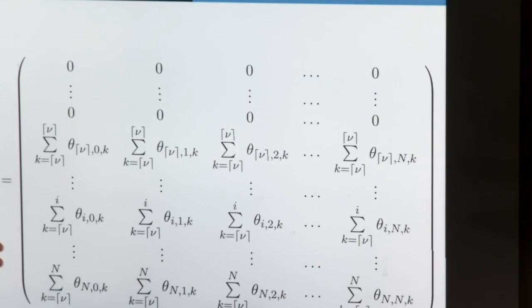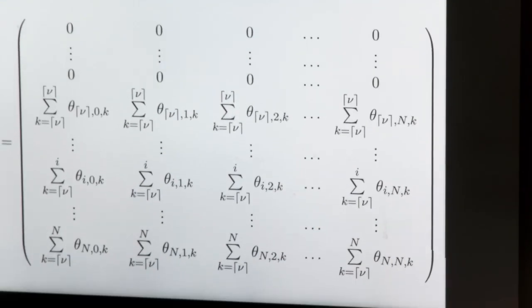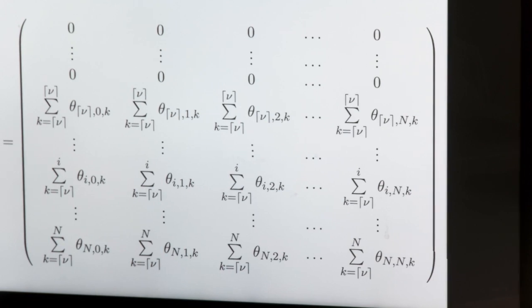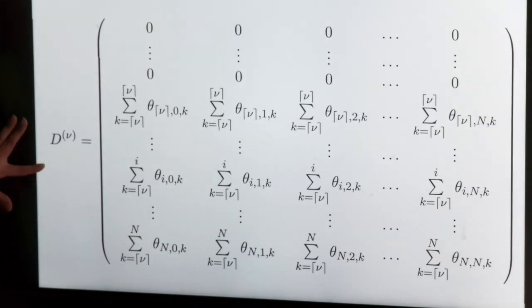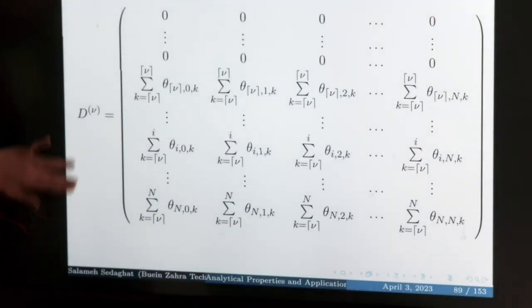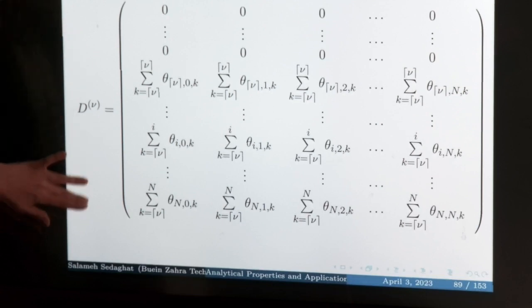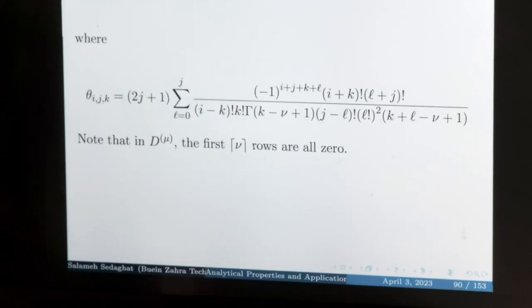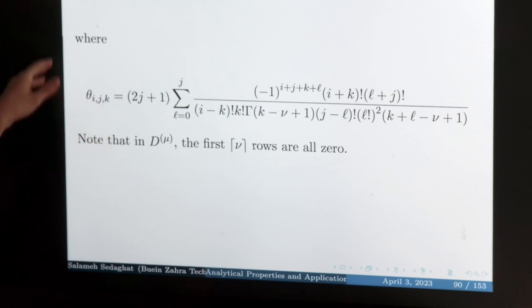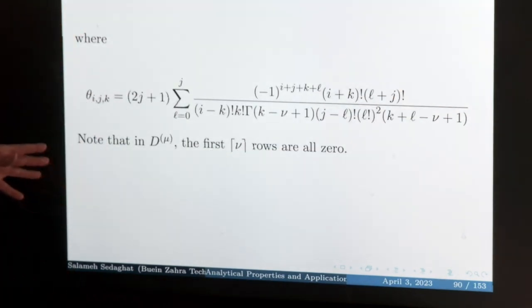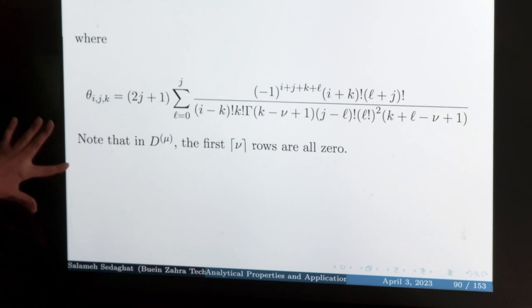You can find these operational matrices of derivative for other polynomials too: for Chebyshev polynomials, for Laguerre, and for Jacobi polynomials. The process is similar to that for the Legendre. And here I write T i j k in detail for you.